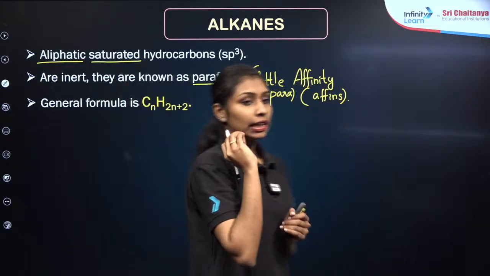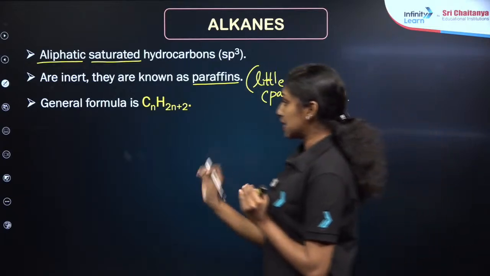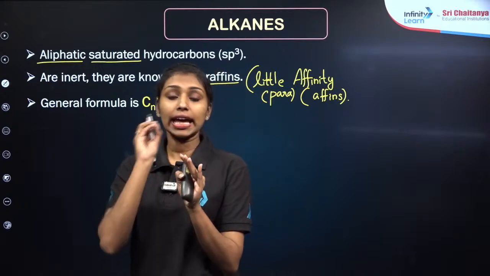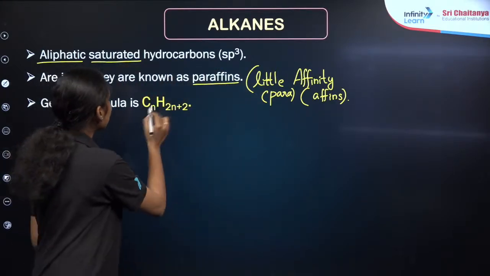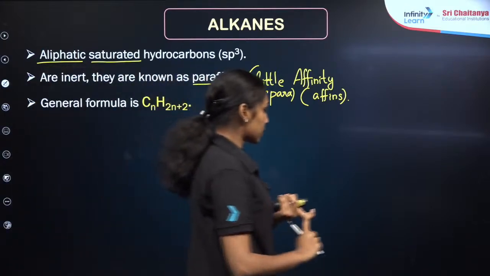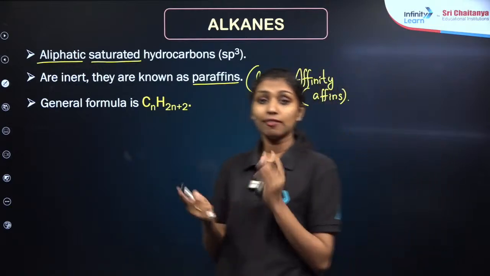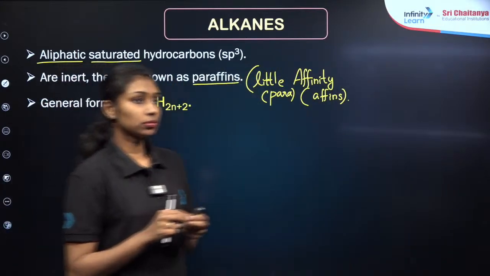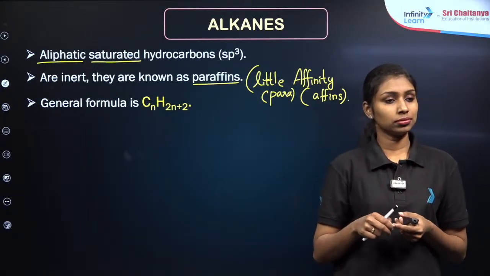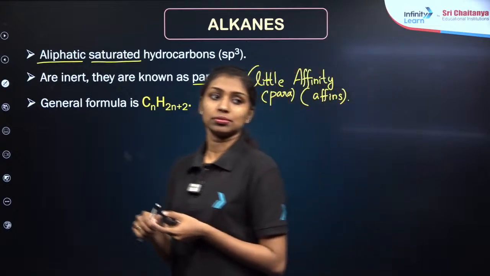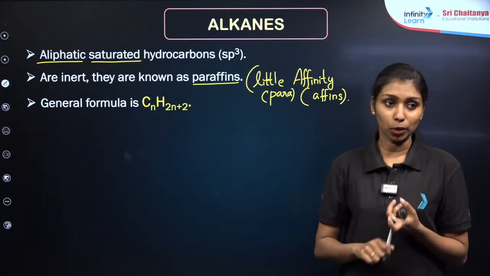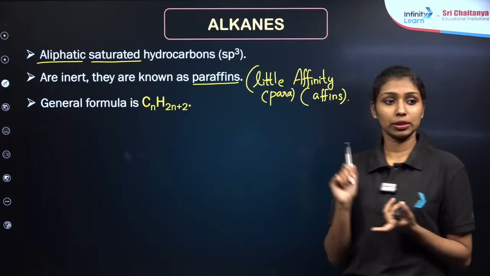Now we have to know the general formula for the alkanes, which is given as CnH2n+2, right? N represents the number of carbon atoms present. So CnH2n+2 is the general formula for the alkane compounds. Now I have a question for you. If I am taking a one carbon compound, what will be its formula? Just let me know the answer in the comments.